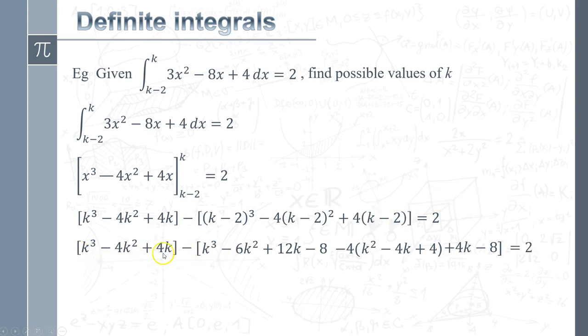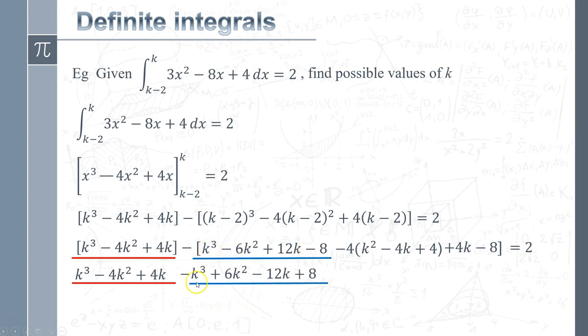Notice I've still got my square brackets because I've got the 2 bits here. And this is the bit where we've got to be super, super careful because we're doing a subtraction. So that bit is absolutely fine. It's the next bit. I've got to do minus all of this. So I've got minus k cubed. Notice the minus 6k squared has become a plus. Essentially this minus sign here has swapped all my signs.